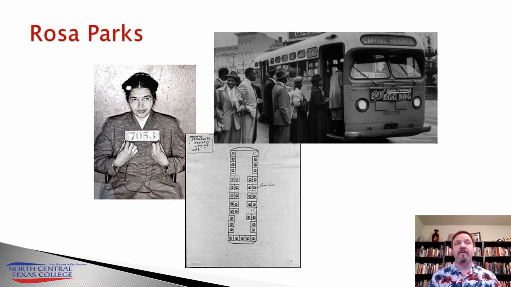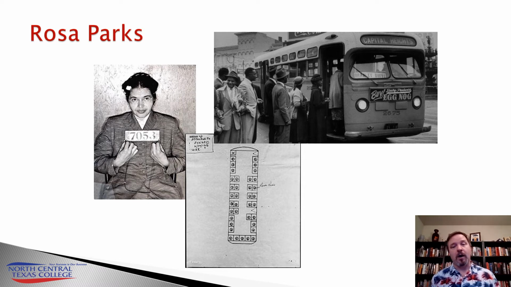So now we have this new incident in December of 1955. The first 4 rows of these buses were all designated whites only. The rows beyond that were for colored or non-white. I'm using the terminology of the day.